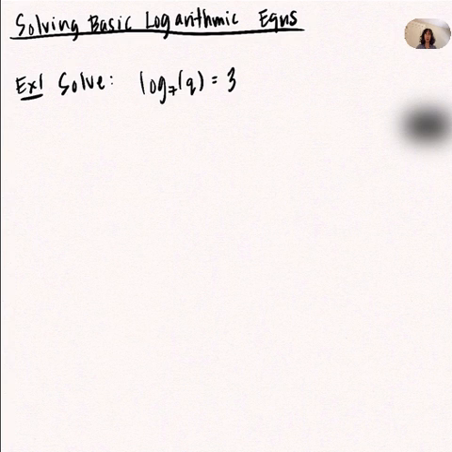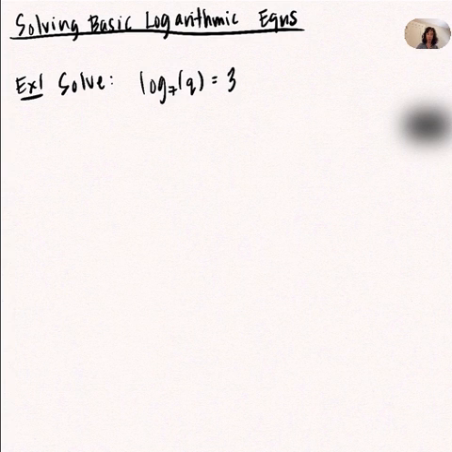Solving basic logarithmic equations. So let's look at an example. How do you solve log base 7 of q equals 3? Solving means figure out what q should be in order for this statement to be true. Now, one way to figure this out is to convert it to exponential form.